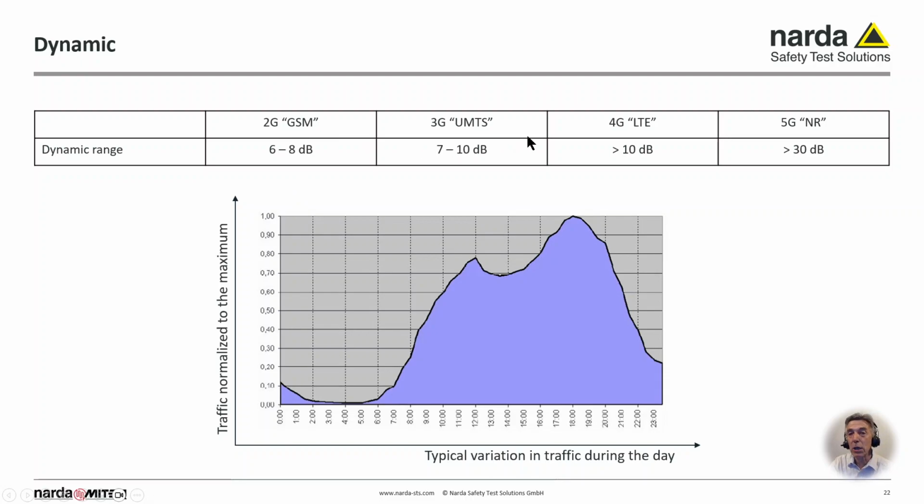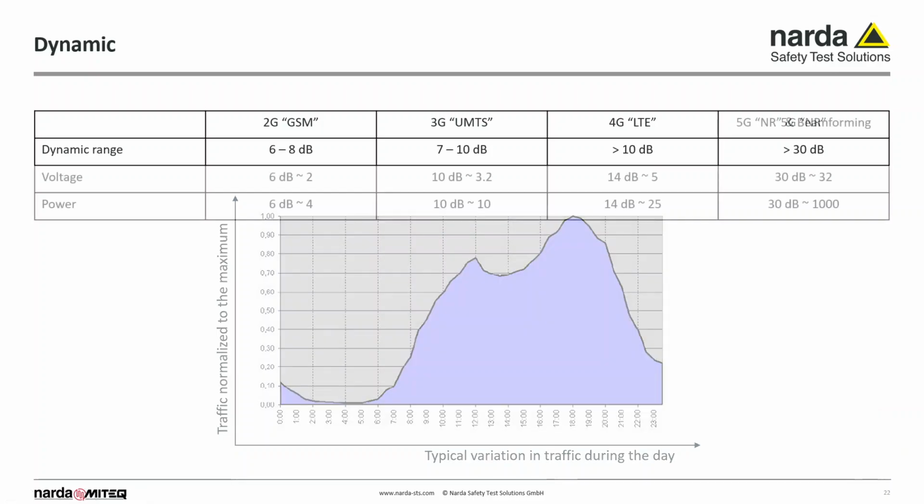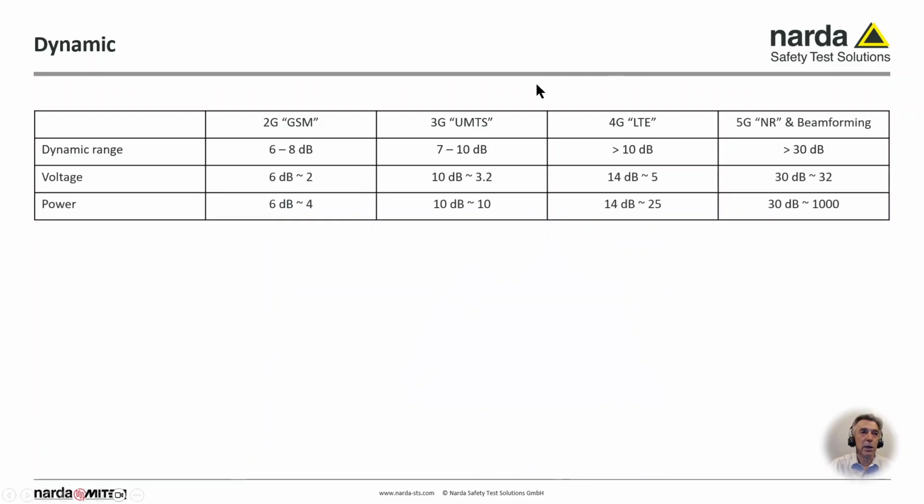This is changing now over the ages of the different mobile phone systems. And nowadays, with 5G, new radio, and beamforming antennas, we sometimes see a dynamic of the signals of more than 30 dB. 30 dB, who is not familiar with 30 dB, I would like to show it also in linear values in voltage or power. A linear value, 30 dB, means the factor 32.